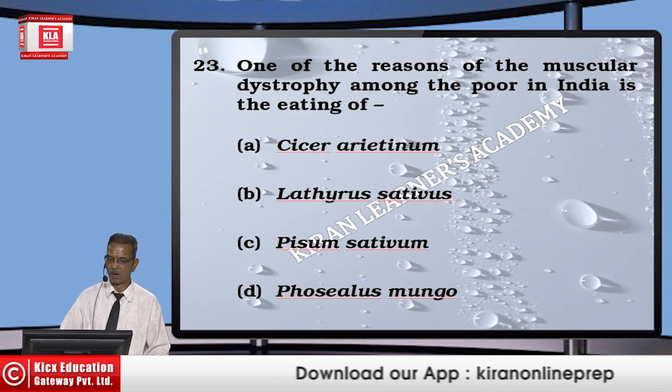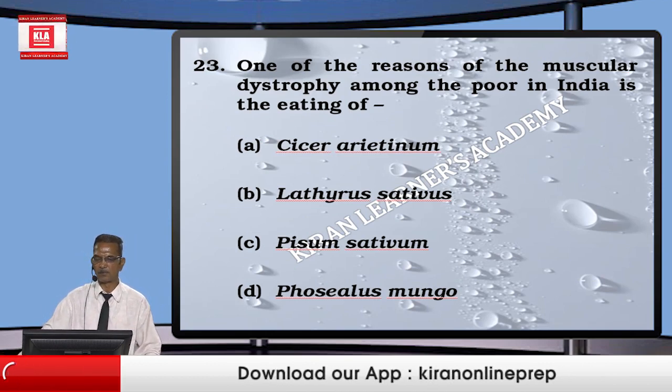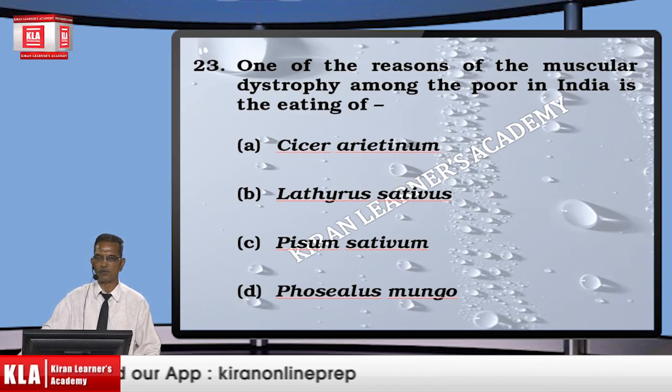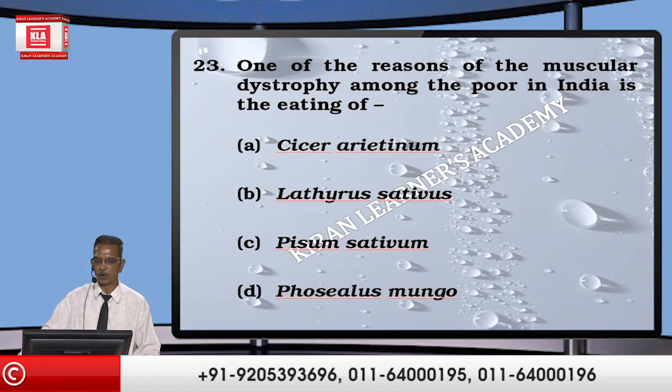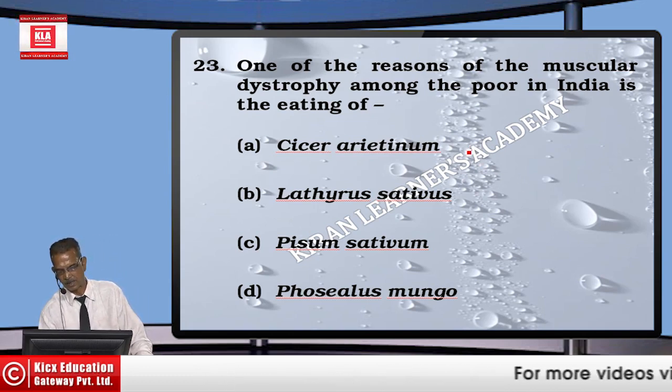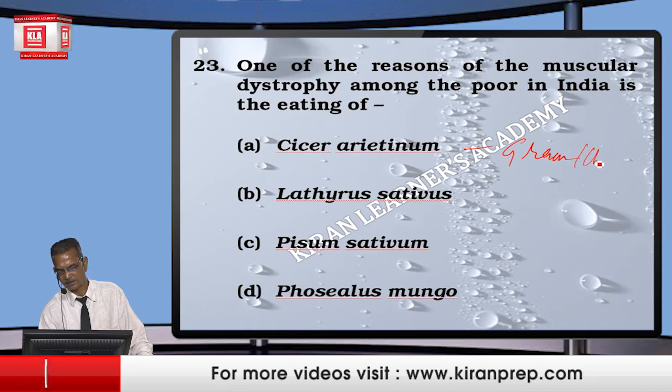Next, one of the reasons for muscular dystrophy. Muscular dystrophy means the person is failing to do work using his muscles, that even when he walks or tries to sit, he undergoes severe pain in his muscles. Among the poor in India, it is eating gram, that is chana, Lathyrus sativus, kesari dal.